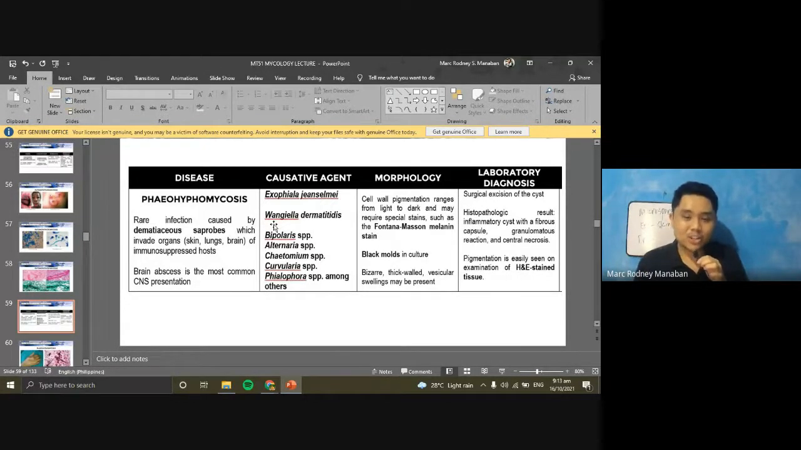But again, morphology, the cell wall is darkly pigmented because of the melanin. Alright? And we use special stains such as Fontana-Masson stain. In culture, it is a black mold. Alright? And there could be vesicular swellings in its appearance. For lab diagnosis, surgical excision of the cyst, and then histopathologic examination again. Pigments are seen in H&E staining.